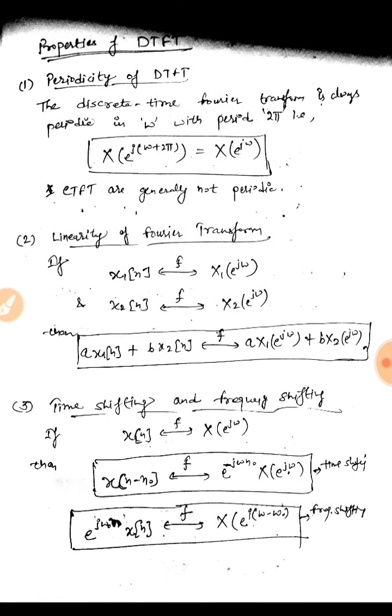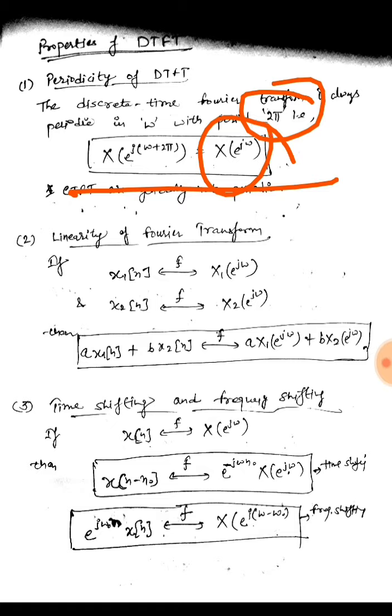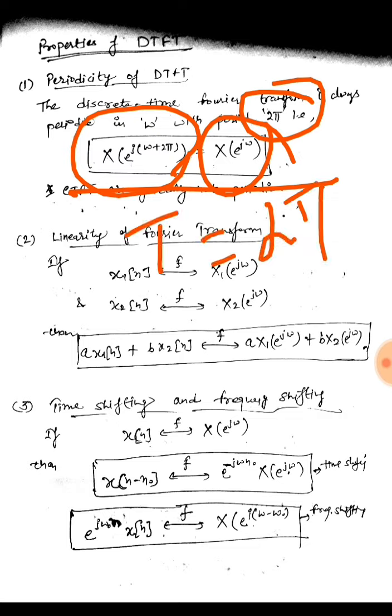So now let's see some of the properties of DTFT, that is discrete time Fourier transform. First is periodicity of the DTFT. We have already seen that the discrete time Fourier transform is a periodic signal, whereas the continuous time Fourier transform was not periodic. But DTFT is periodic with a period of 2 pi. So X of e^(j omega plus 2 pi) would be equal to X of e^(j omega). That is, the value is repeating itself after the period of 2 pi. This will be the case in all the DTFT transforms.